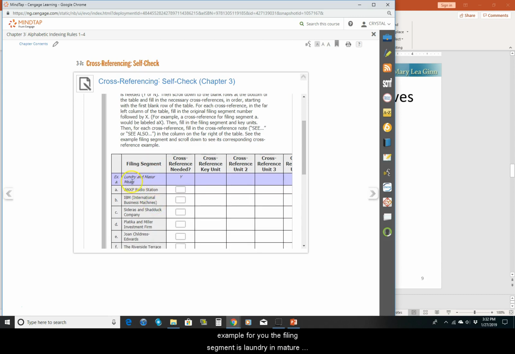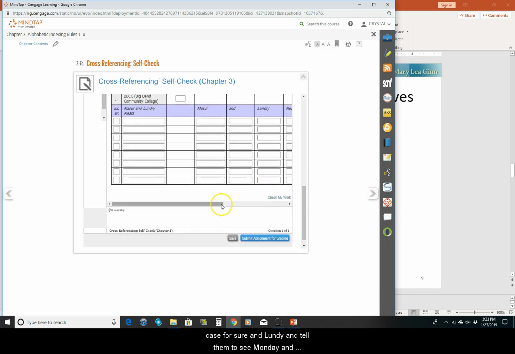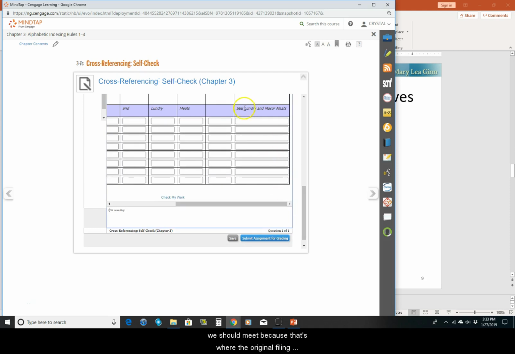The filing segment is Laundry and Mature Meats. Yes, because it has two partners, so someone could look for it under Mature. So you put yes here. They have put the example, so this is A, so it will be AX, and you put it the way that it may alternately be asked for or looked for, Mature and Lundy. You index the alternate name, in this case, Mature and Lundy, and tell them to see Lundy and Mature Meats, because that's where the original filing segment or the original record is filed. And be sure that your C or C alsos are going to be in all capital letters.